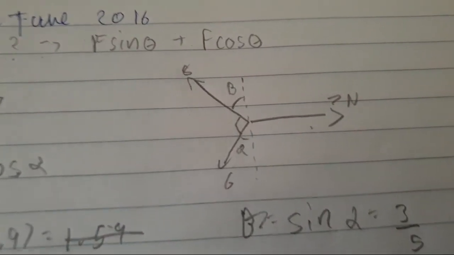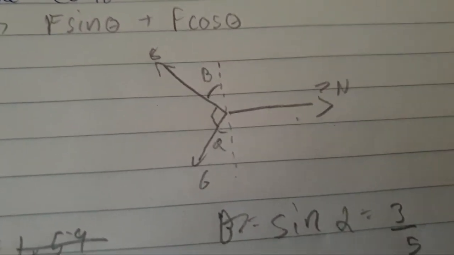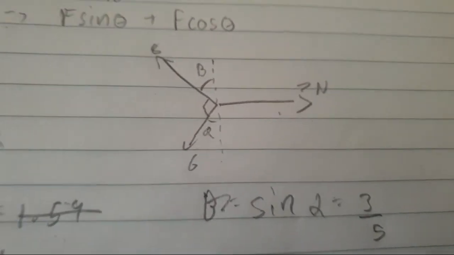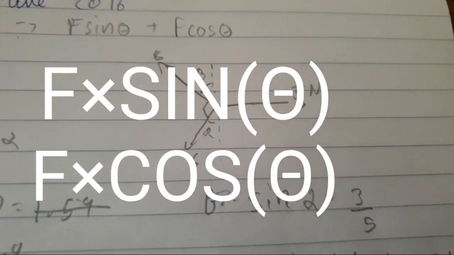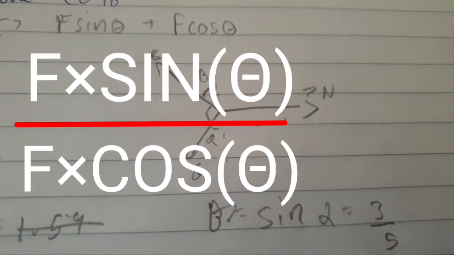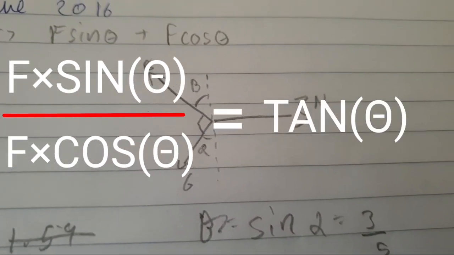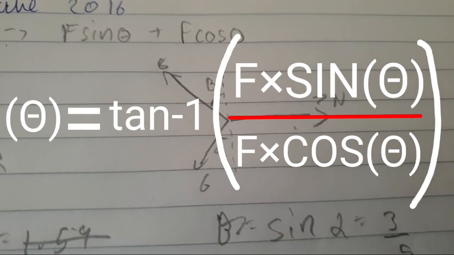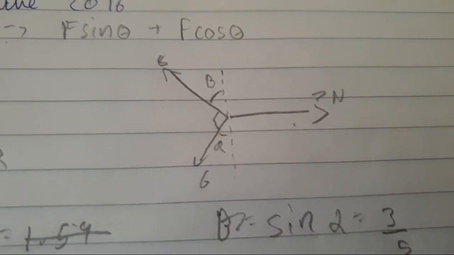So this is what I did, and whenever I get a question like this where there are three forces, I usually think of taking F sine theta, F cos theta, and just dividing them to get the tangent, and thus finding the angle and all that sort of stuff. But I didn't have any idea what to do here, so this is what I initially did.